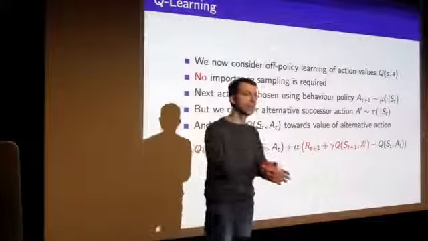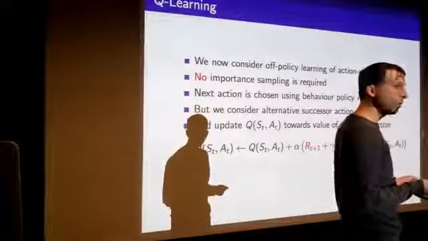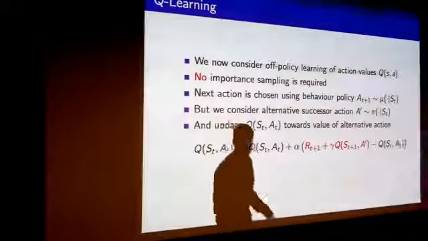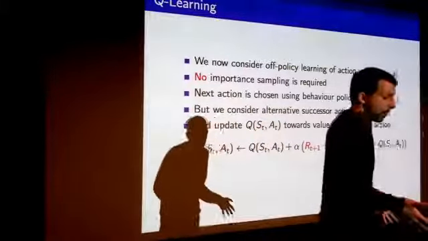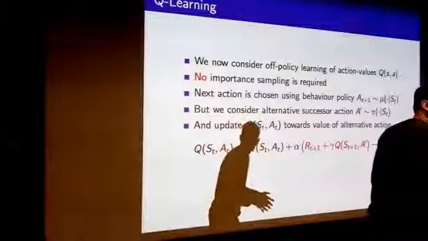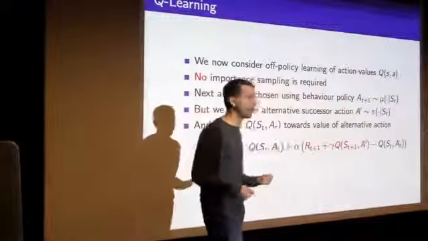So each time you get to a state, you're considering the thing you actually took, and that's generating your real behavior, and that's the trajectory you're actually following. But at every step, you're also considering some alternate action you might have taken, and that's the thing that you bootstrap from. You bootstrap from that Q value.